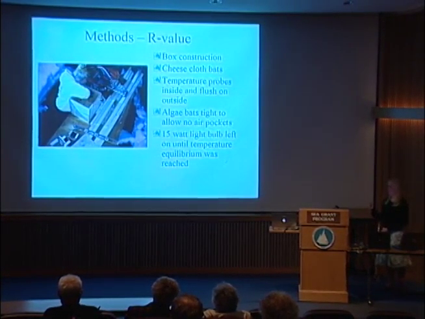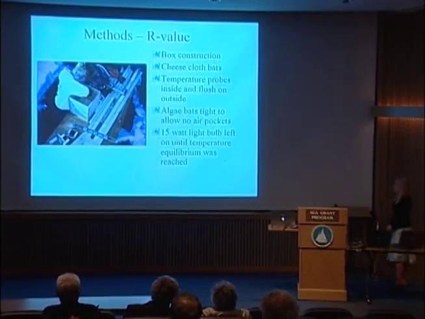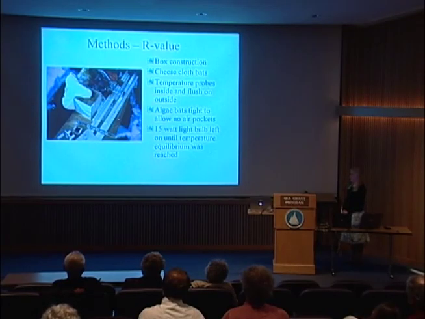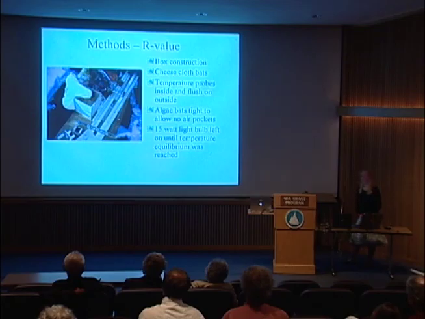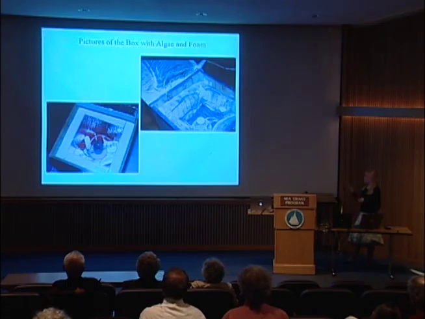I constructed a box of plywood, which you can see sitting right over there on the table, and there are temperature probes outside the box and through a hole so that one is on the inside of the box, and there's a 15-watt light bulb in there. I did the temperature equilibrium calculations for each of 2 inches of algae in cheesecloth bats, 2 inches of fiberglass, and 2 inches of polyurethane foam. The polyurethane foam and fiberglass are well-known insulators and come right on the package with an R value, and that's where you can calculate the constant to solve for the algae's constant value.